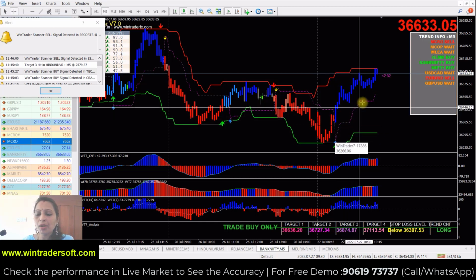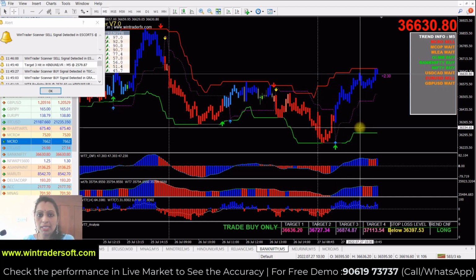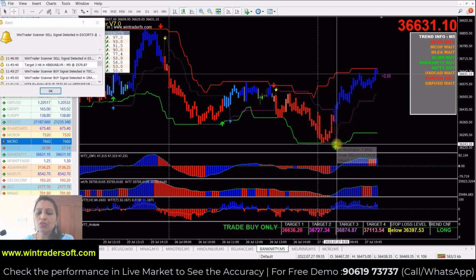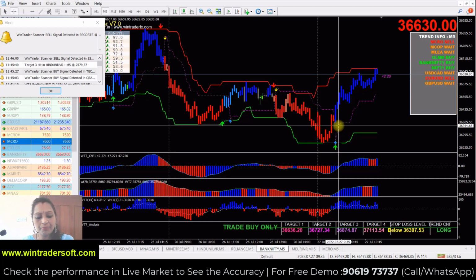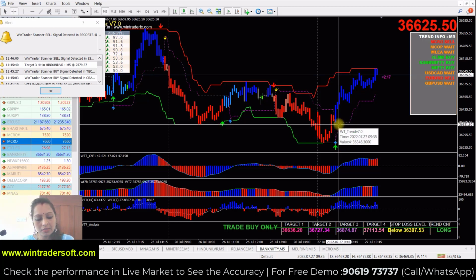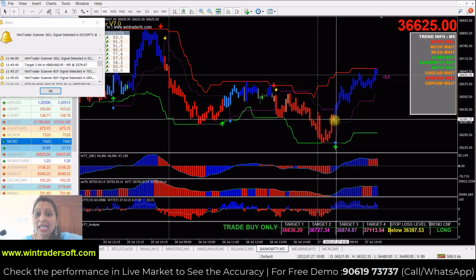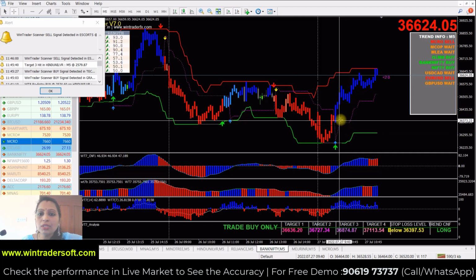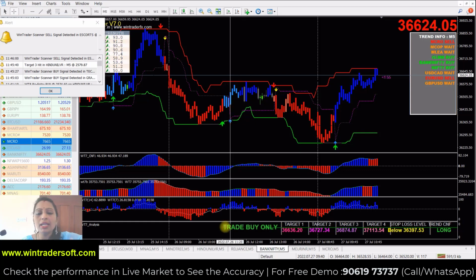You can see there is a purple dotted line here. Above the purple line is the buy area, and below the purple line is the sell area. Whenever the software gives a signal, the candle must be formed above that purple line. So before the software generates a signal, for the first confirmation, the candle should be above this purple line. If it is above the purple line, that is the correct buy area. Then automatically it will show here trade buy only.